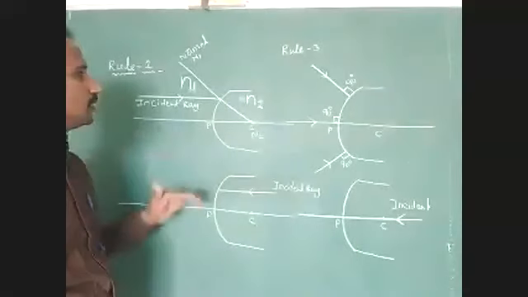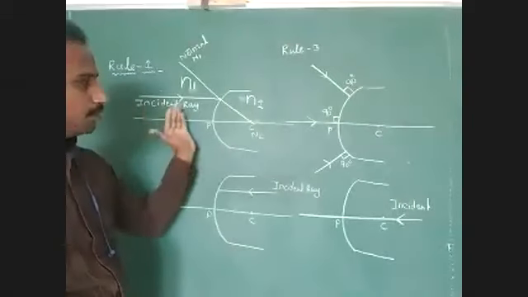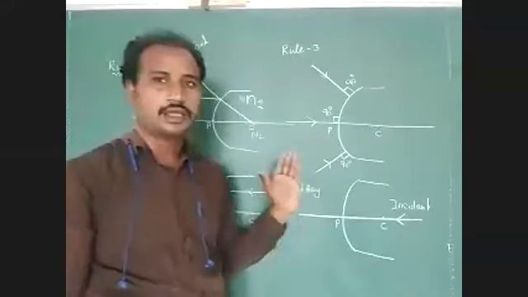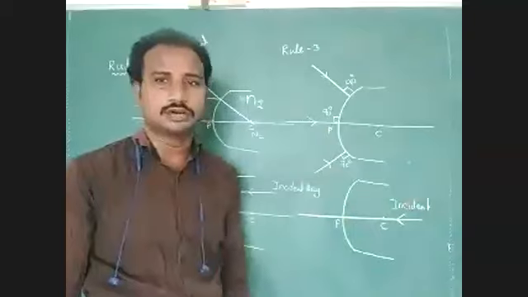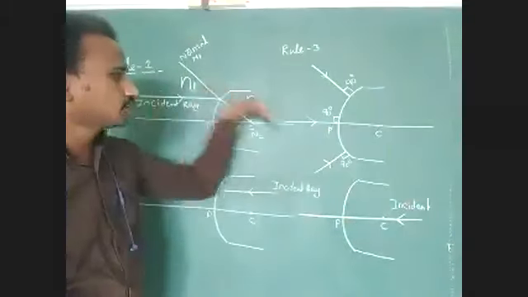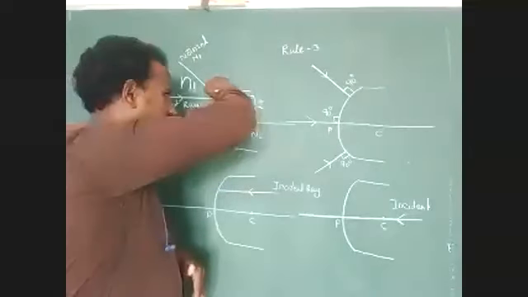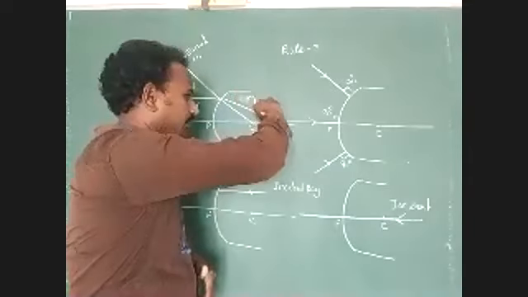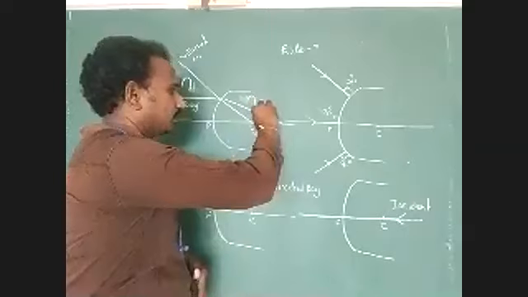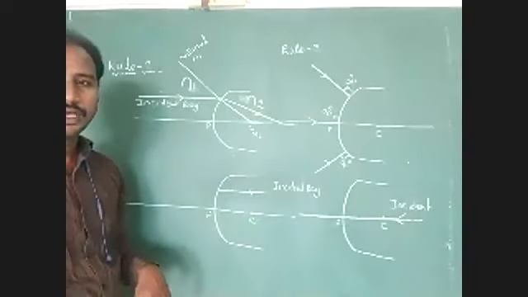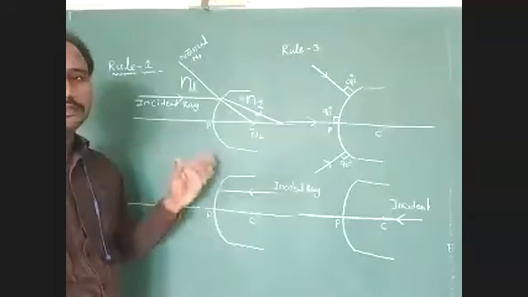Understood? Now consider the direction of the light ray from the rarer optical medium to the denser optical medium. Then the light ray bends towards the normal. What is the direction of the refracted ray in this condition? Just represent the direction of the refracted ray. The refracted ray bends towards the normal. Understood?